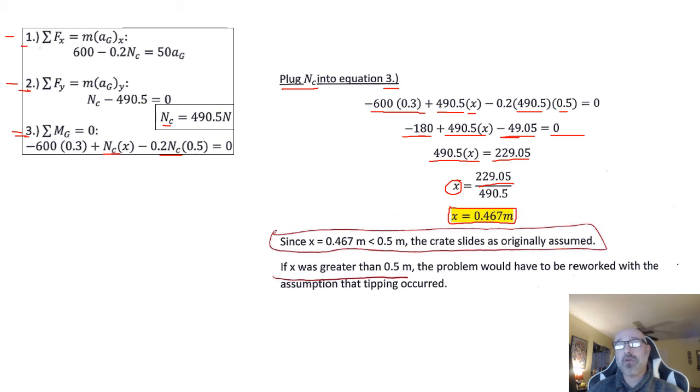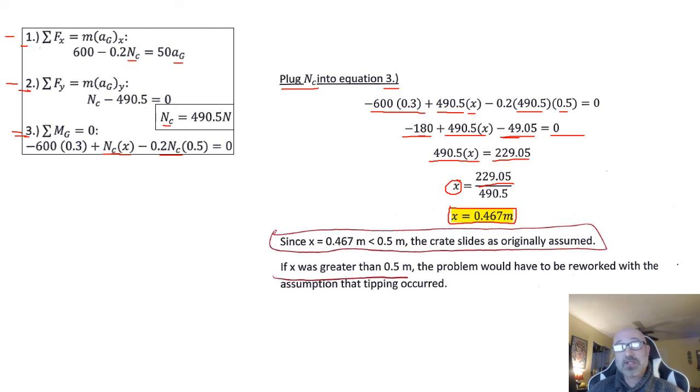So now I've solved for all three of my unknown variables. I have my N sub C, I have my A sub G, and I have now my x value here. And what the x value is going to do for us is locate our normal force based upon the center of mass of our crate, which also lets us know if it's slipping or tipping.